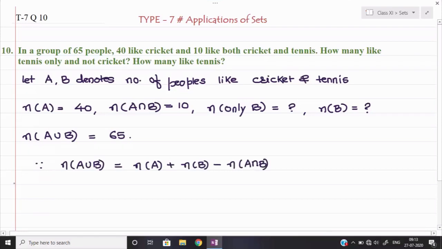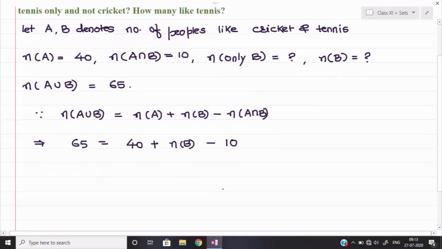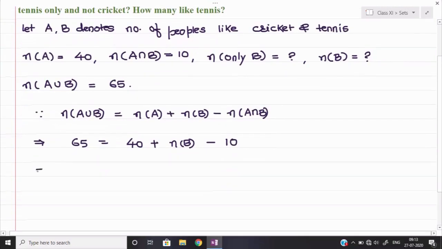Okay, so now n of A union B, how much do we have given here? 65. n of A we have given here 40. n of B we are finding, and n of A intersection B is given here as 10. So 40 minus 10, that will be 30, and 30 we can bring on this side. So 65 minus 30 is equal to n of B. Therefore the value of n of B is equal to 35. This is your first answer, right?